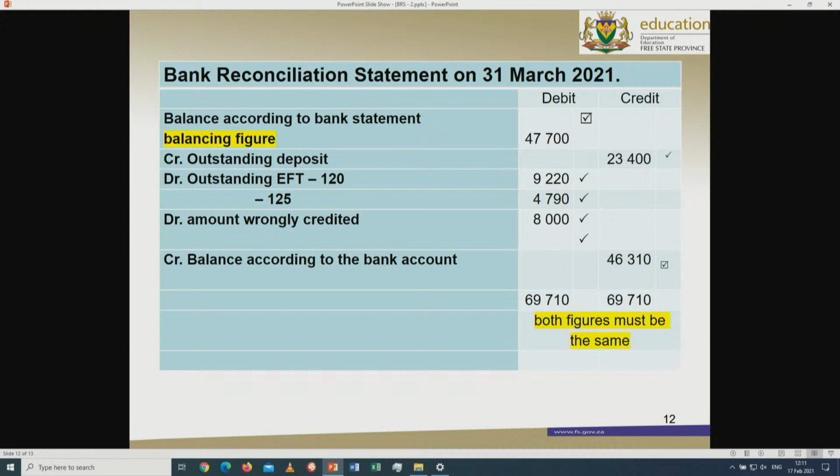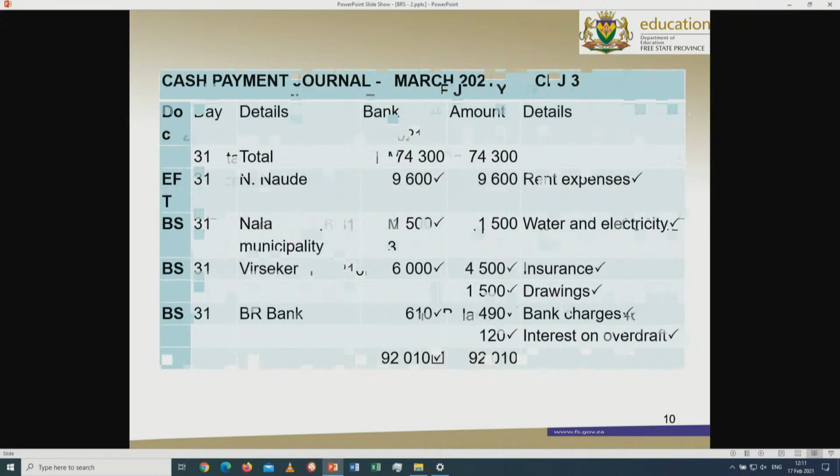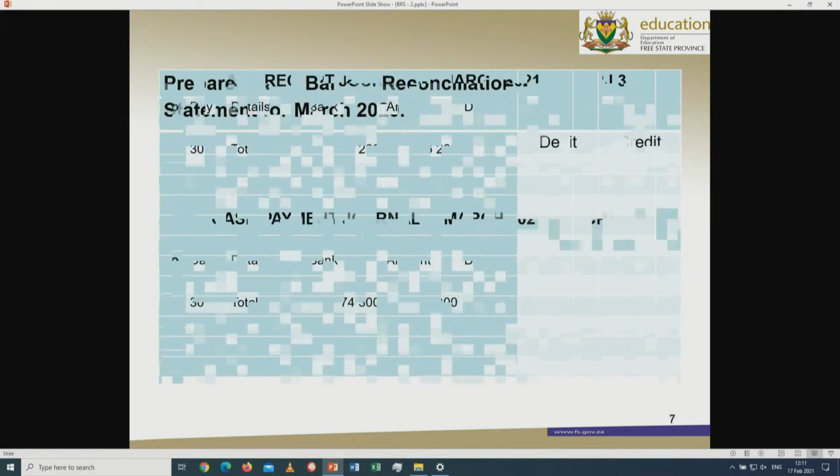Debit outstanding EFTs, remember the EFTs that we have made, but they did not appear on the bank statement. They appeared only on our cash payment journal. So they are outstanding, which is 9,220 and 4,790. We have a debit amount wrongly credited. Let's go back to that one, the 8,000.